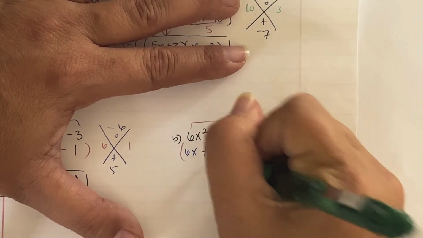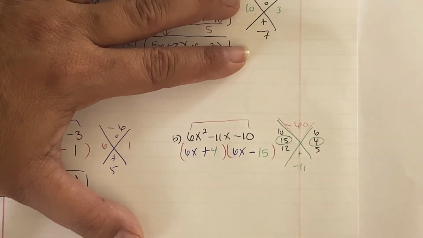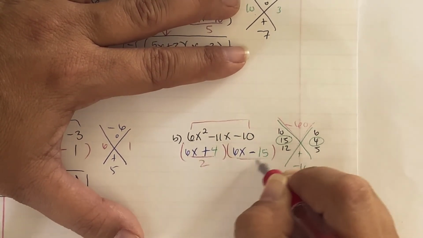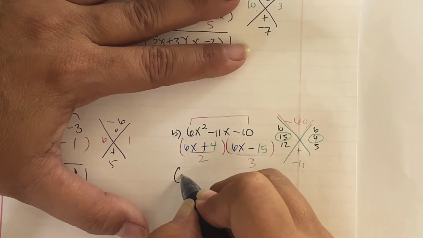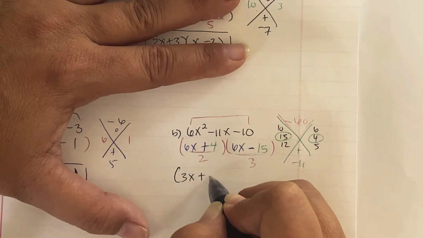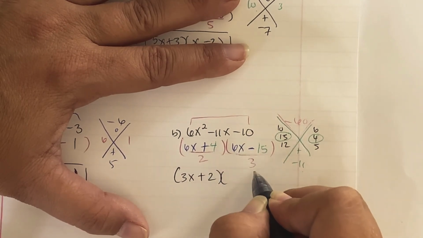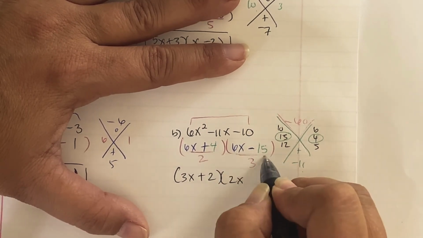The first one reduces by 2, the second one by 3. So 6x divided by 2 is 3x, 4 divided by 2 is a 2. 6x divided by 3 is a 2x, 15 divided by 3 is a 5.